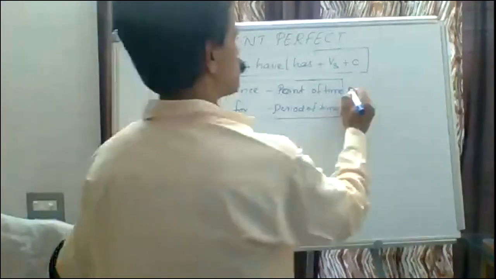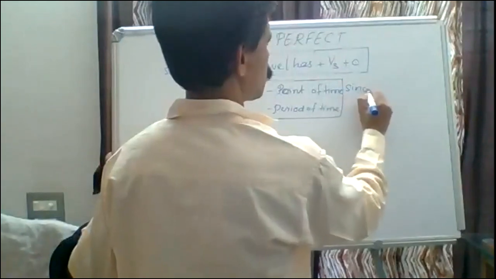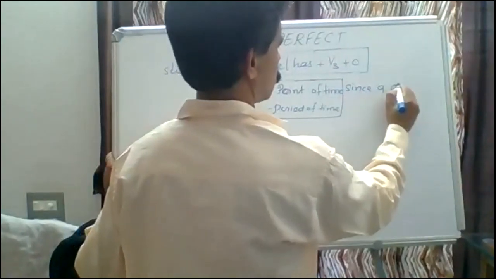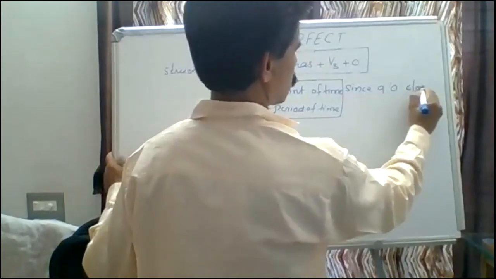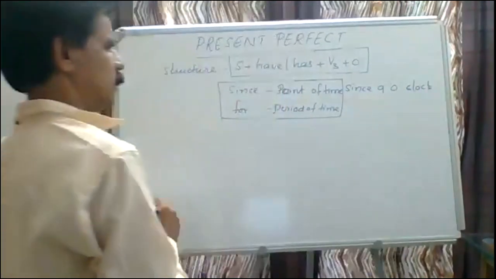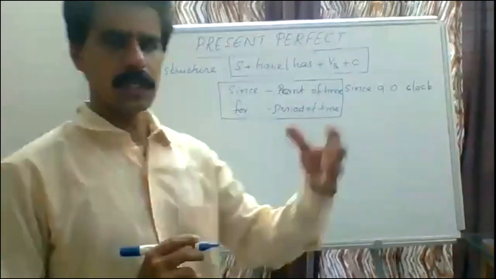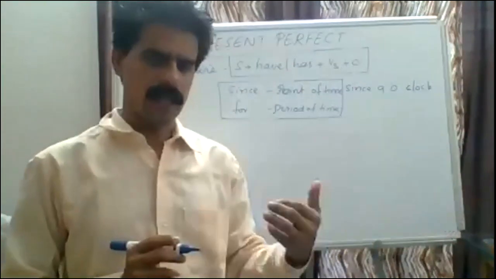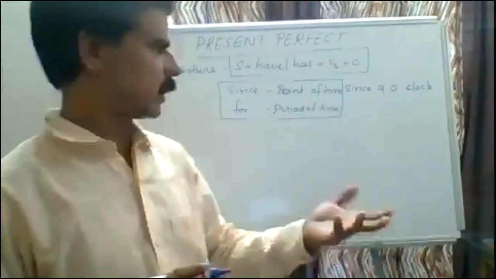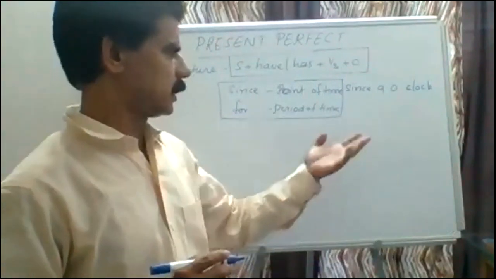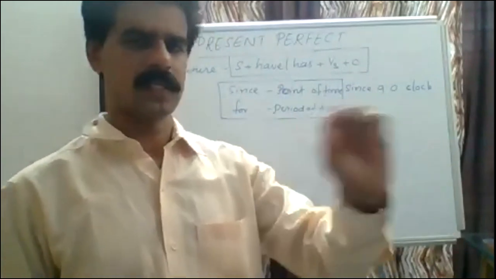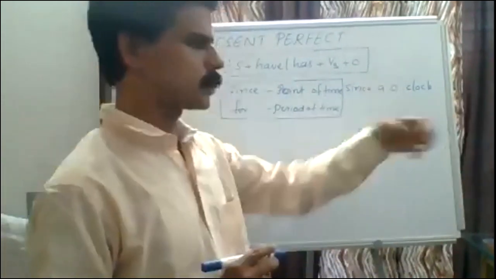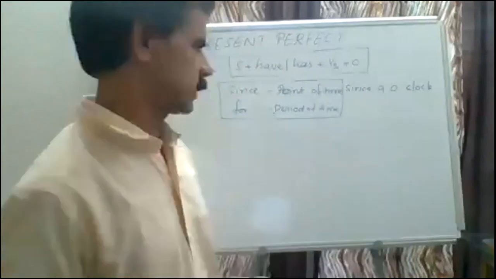For example, since 9 o'clock. If I speak, we can say since 9 o'clock. Since Monday means from Monday, that is the meaning. Since Monday, since January, since 2000, any year, any correct point of time, any sharp time, if you want to speak in a sentence, you can use since before it in present perfect tense.